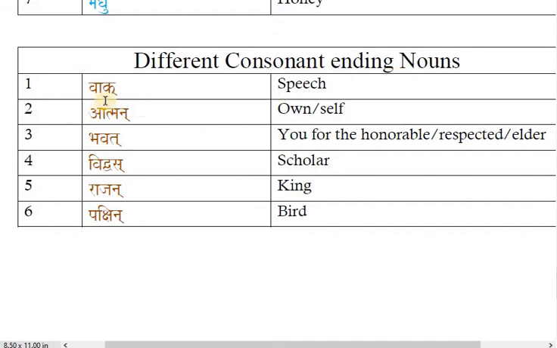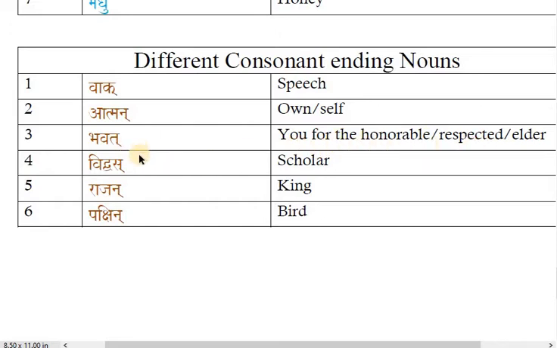Here you read this word. What is this? Vak. Here there is no vowel at the end of this word. There is ka consonant. So vak is a consonant ending word. Vak means speech. Atman ending with na sound. This is a root word, students. These all are root words. Atman ending with na means own self. Bhavat ending with ta, you, for the honorable, respected or elder person.